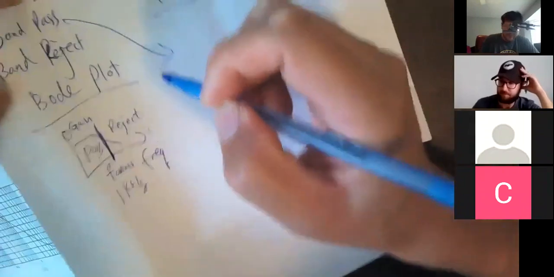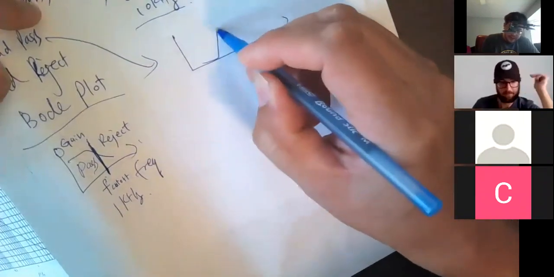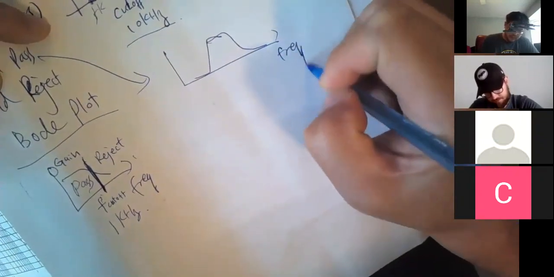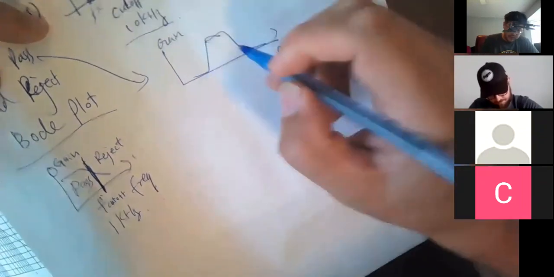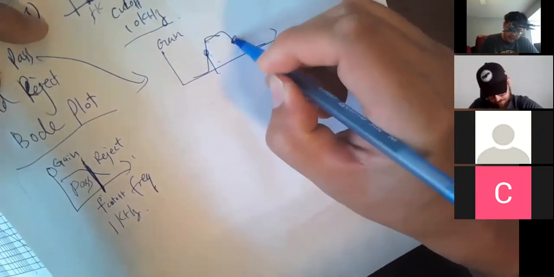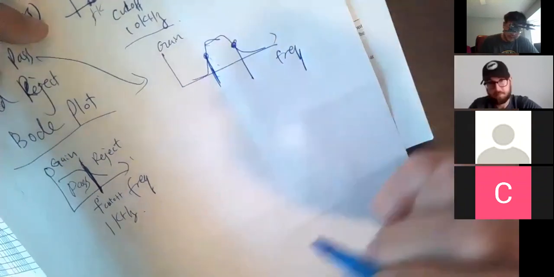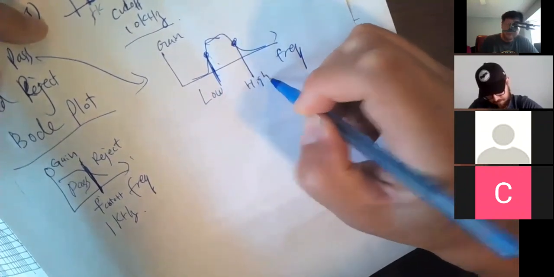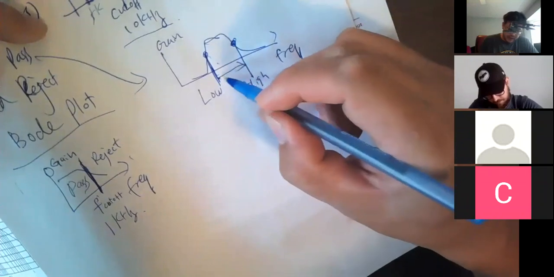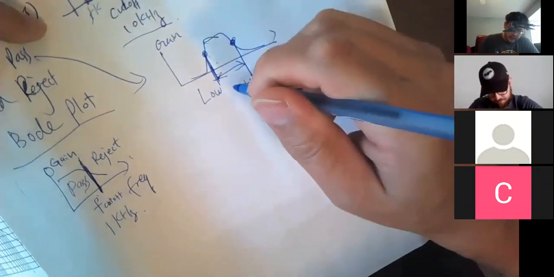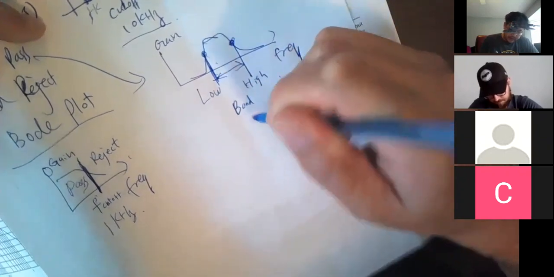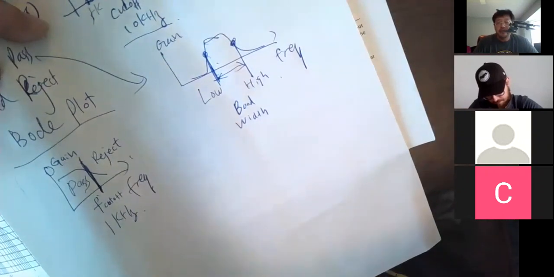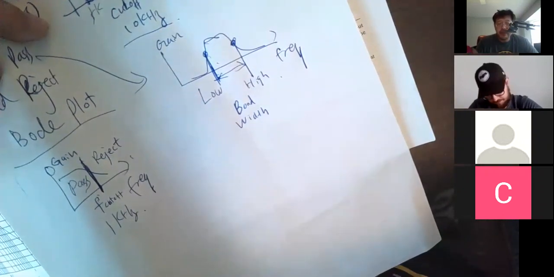How about bandpass? Bandpass is this. And there are two cutoffs. You have a low cutoff. You have a high cutoff. And between the low cutoff and the high cutoff is called bandwidth. The bandwidth is the difference between the low cutoff and the high cutoff.